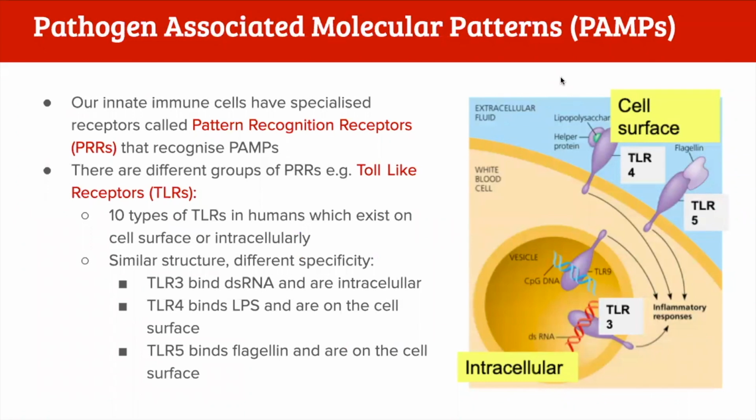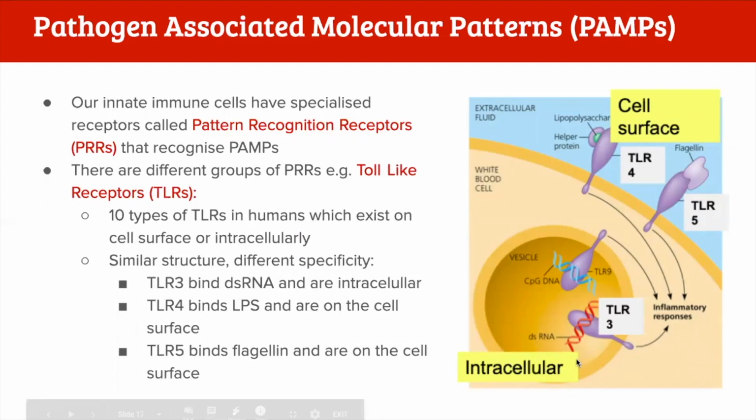Okay, so our innate immune cells have specialized receptors called pattern recognition receptors, or PRRs, that recognize PAMPs. And there are different groups of PRRs. For example, toll-like receptors. Okay, so there are 10 types of toll-like receptors in the body, which exist on the cell surface or intracellularly. Okay, so you can see here you've got TLR4, TLR5 on the cell surface, whereas TLR3 is intracellular.